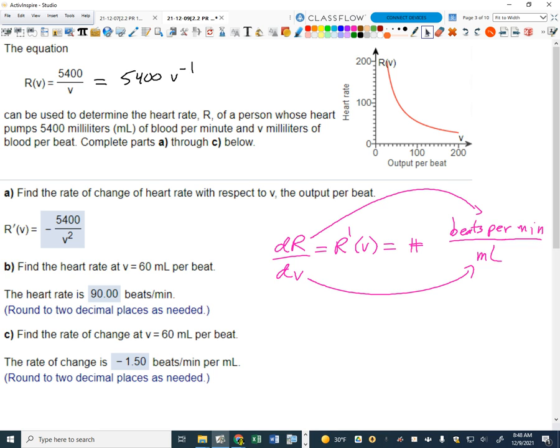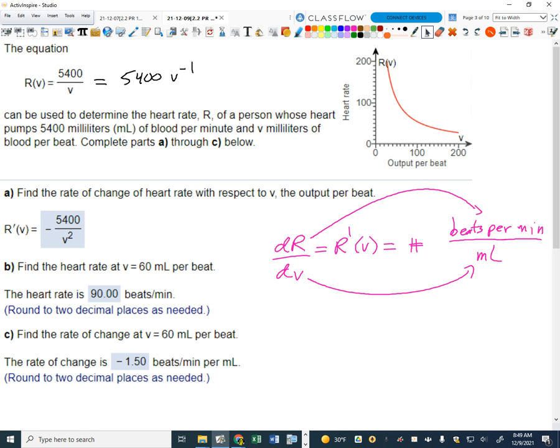So for example, this is a real application here. R(V) determines the heart rate of a person whose heart pumps 5,400 milliliters of blood per minute and V milliliters of blood per beat. That predicts the heart rate. And if you wanted to graph that, that's what it would look like.